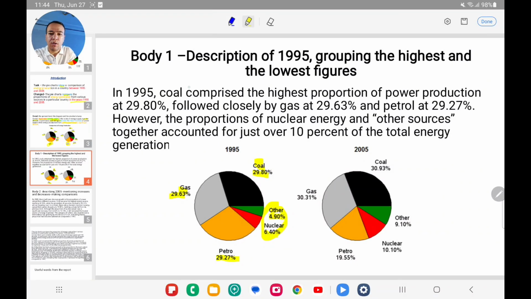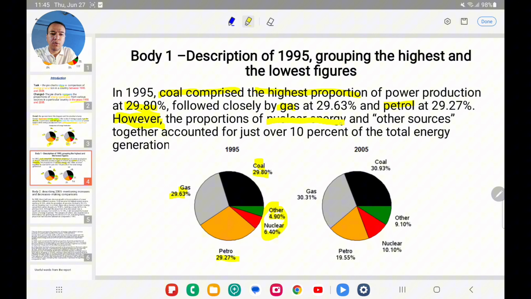1995, coal comprised the highest proportion of the power production at, again, giving the proportions in percentages, followed closely by gas, right, and petrol. So I'm mentioning here the highest proportion, which is coal, and also closely followed by these two sources. However, I'm using this transition word to compare with the highest and the smallest proportion.